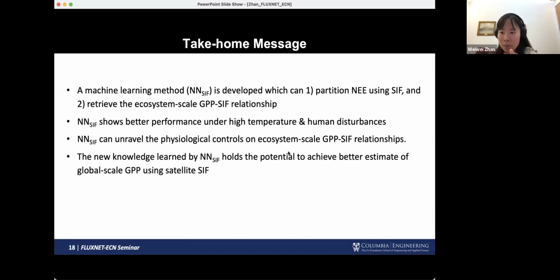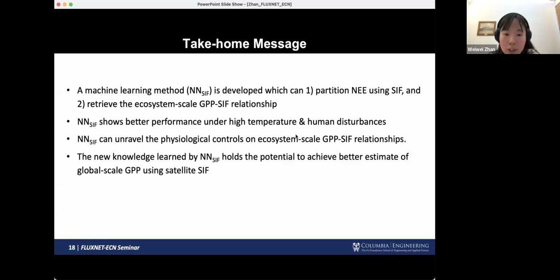We think this is acceptable because even if we just check the tower estimates, if we use different partitioning methods like daytime versus nighttime, we still can observe quite different results just stemming from different partitioning methods. So here, we would not expect very high agreement for GPP between scope simulation and tower estimates.